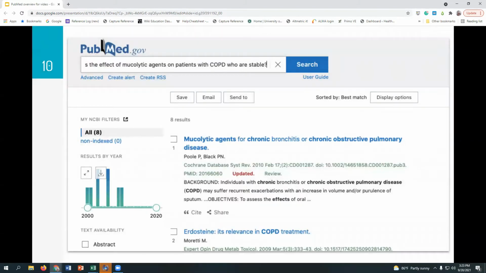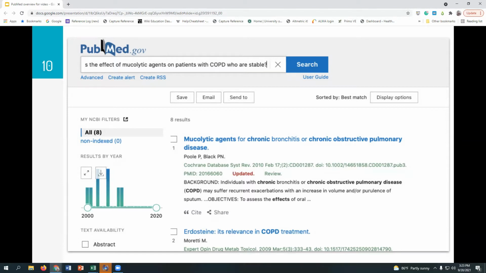So to start off, we don't want to type our entire question into PubMed. In general, PubMed doesn't handle entire questions well. It's going to try to map all of these different terms we just put in. It's going to try to map those to an article.